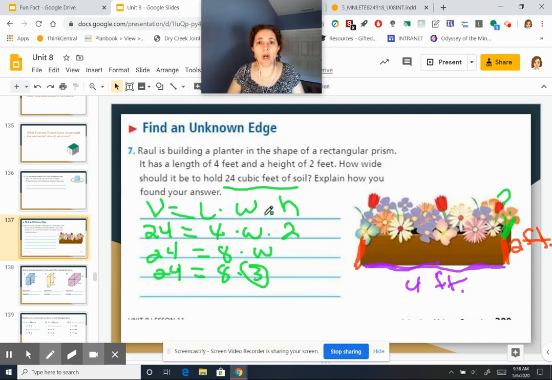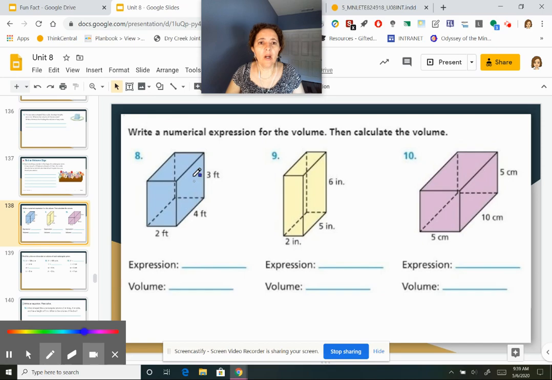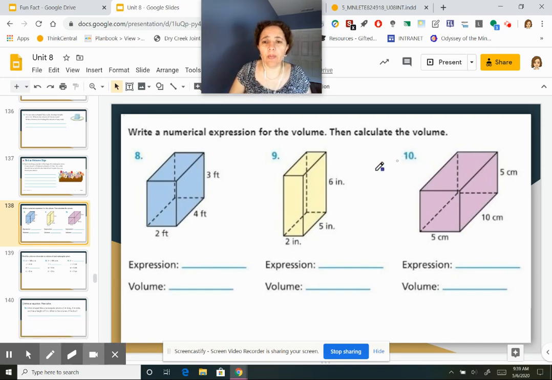We're going to be looking at problems where maybe we don't know the length, maybe we don't know the width, maybe we don't know the height. So we're going to be given the volume and we're going to be solving for unknowns. All right, so let's try some. Okay, write a numerical expression for the volume, then calculate the volume. These are like the ones we did yesterday.